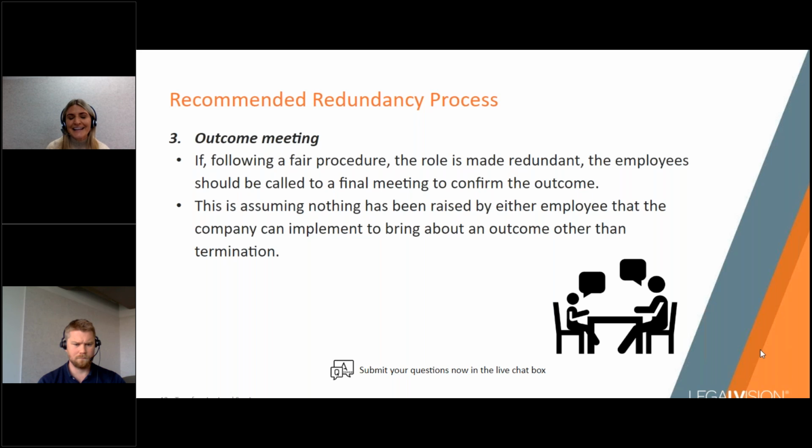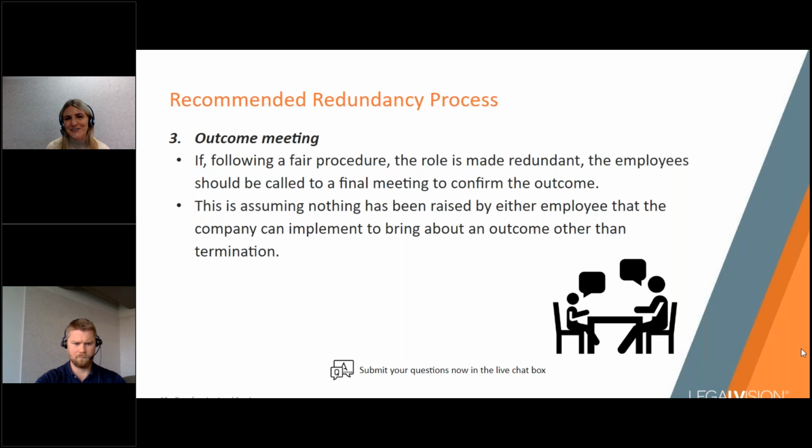And then finally, the last stage of the process is obviously the communication of the outcome. And if, following a fair procedure, the role is made redundant, then your employees should be called to a final meeting to confirm the outcome of the redundancy process.